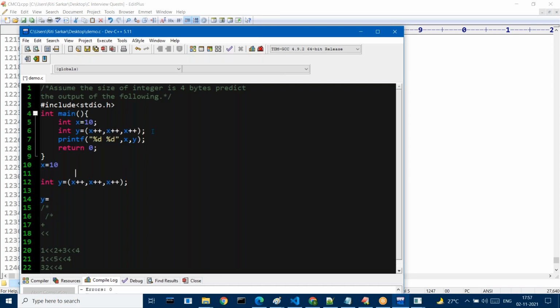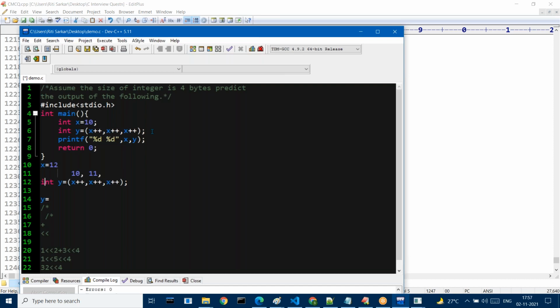From here x plus plus. Post-increment, so first x will give the original value, here 10. Next I will come here, but before coming here the x value is incremented. X becomes 11. But in the expression what you got is 10, comma. What is the current value of x? 11. It returns 11, then due to plus plus x will be incremented and become 12.